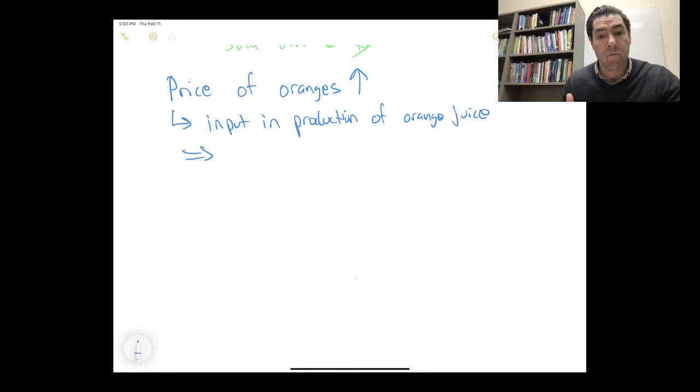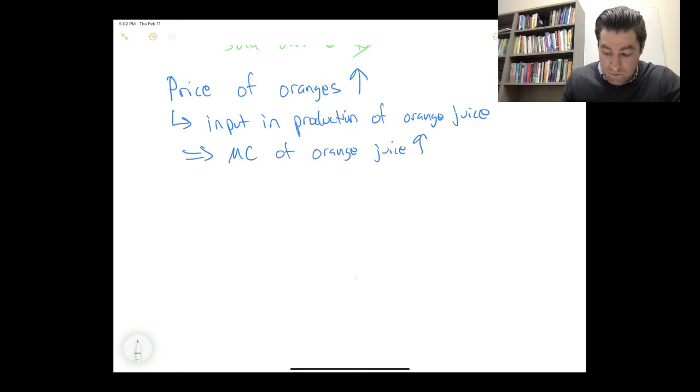So when the price of an input goes up, the marginal cost of making orange juice has gone up. Right? Each orange that I use to make my orange juice is now more expensive. I need a higher price to sell the same quantity of oranges. So the supply of orange juice is going to decrease.